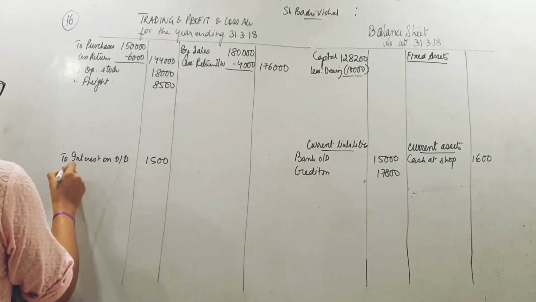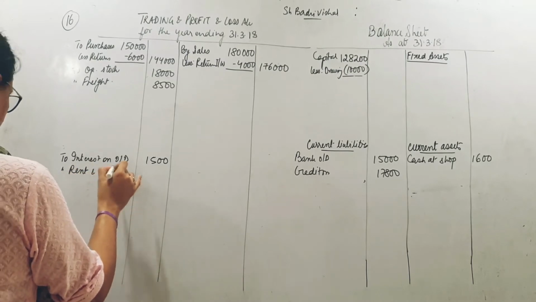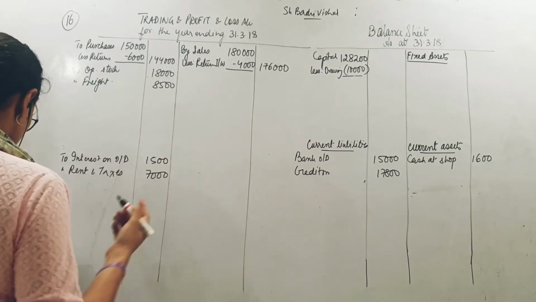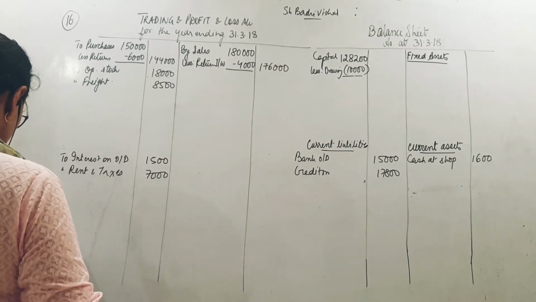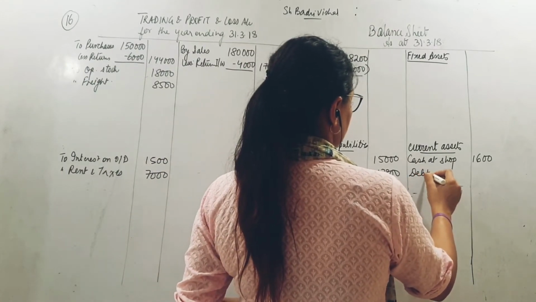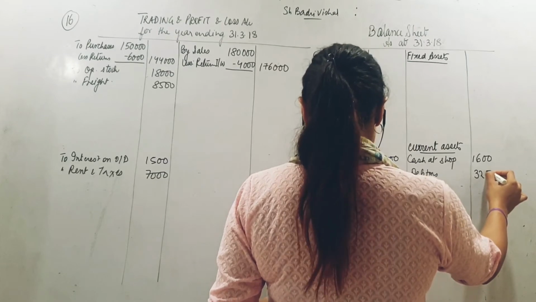If nothing is given, you assume it's purchase, it's direct expense, so I put it in the trading account. Rent and taxes are always indirect expenses since nothing is mentioned. Of course, if it would have been mentioned for factory, then debtors. Debtors are current assets, so I should put it here. Debtors 32,600.